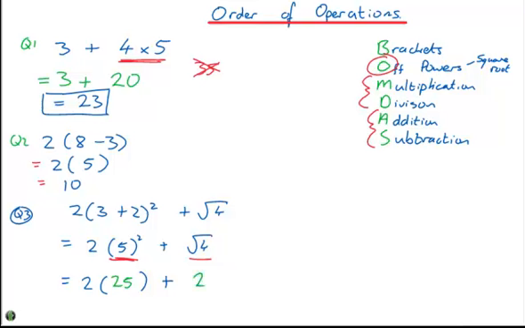So finishing off this line then, what do we have next? We've got 2 brackets 25, which is the same as a multiplication. So I'll fill in the answer for this one then. We've got is equal to 2 multiplied by 25 is equal to 50, and then we've still got that plus 2. And then finally, that's just equal to 52. So the answer for this part here is just 52.